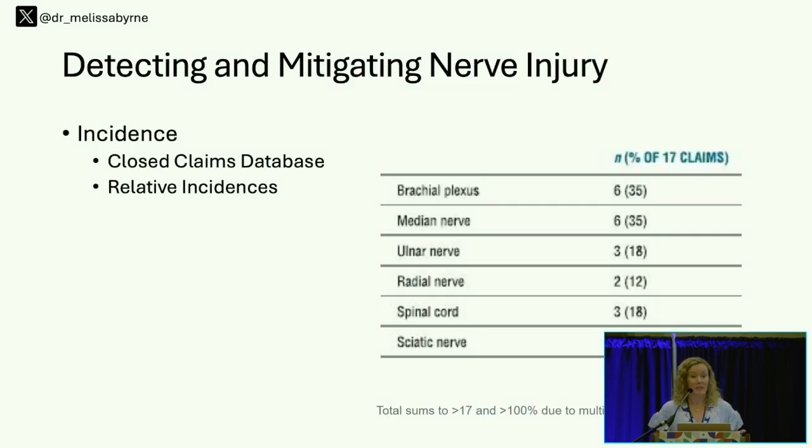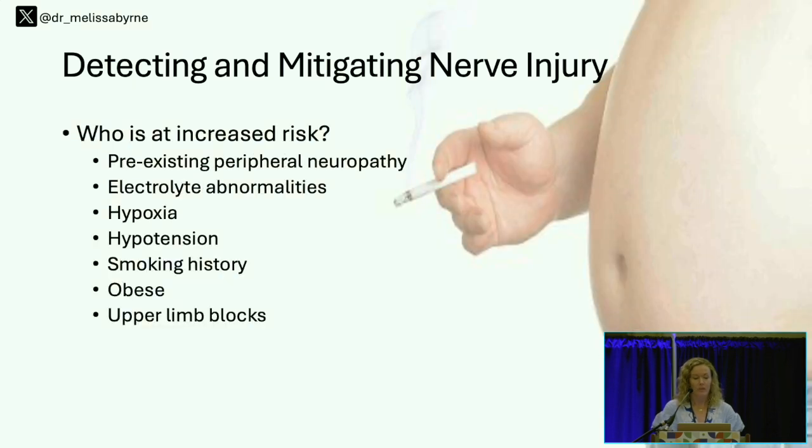And it's important that we think about incidence. The closed claims database from 1990 demonstrated that 21% of all non-obstetric regional claims involved peripheral nerve injury, with the vast majority of these being temporary nerve injury, but of course there were some more serious events. Who is at increased risk? I think we're all aware that patients with pre-existing neuropathy present a higher risk, but also those who are obese or with a smoking history, and then patients having upper limb blocks have a higher risk.